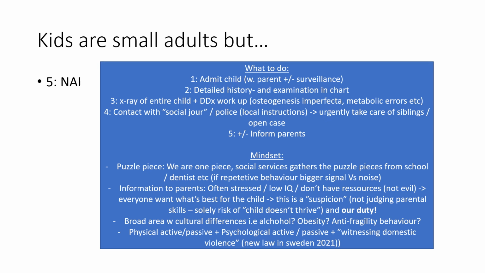need to know: do they have siblings? Do we need to take care of the siblings as well, and so on, right? And then you have to inform the parents, or at least you have to if you don't think it affects the child or puts any other children, or the child who is your patient, in harm's way. Almost always, we should try to inform the parents, right?